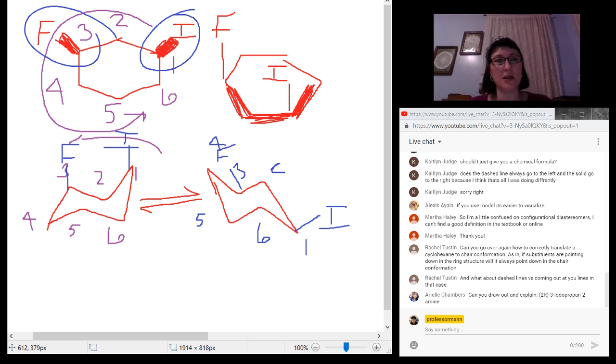A common mistake that I've seen, and this typically happens in people who haven't studied enough, is that they will start putting bold lines and dashed lines with chair conformations, which we don't do. Because the chair conformation itself is already showing you the direction that something's going. You don't have to say whether it's going up or down. It's already shown. So don't do that.